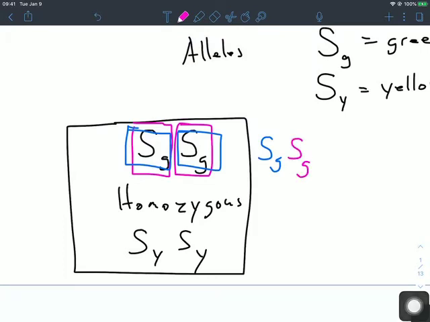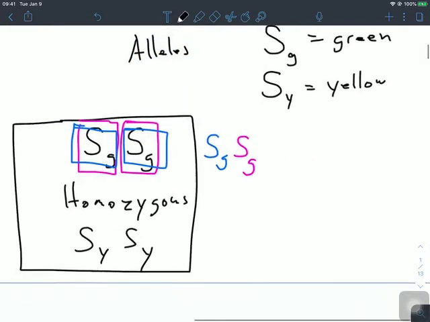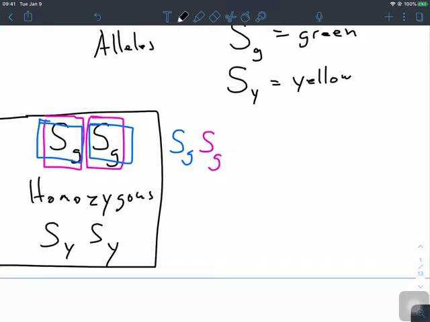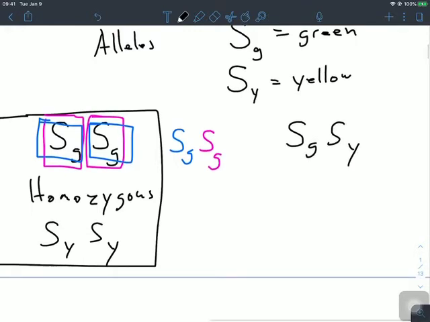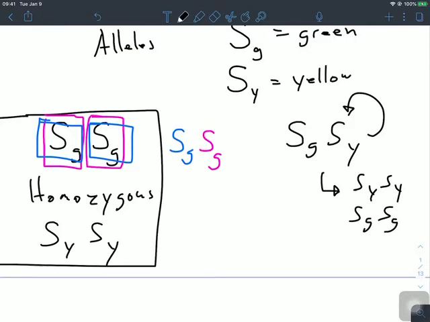True breeding. If instead the individual was SG, SY, we don't know whether one is dominant or recessive yet, but they could either pass on the SG allele or the SY allele. And in this case, you could make progeny that were SY, SY from selfing this individual. You can make progeny that were SG, SG, or you can make progeny that are SG, SY.